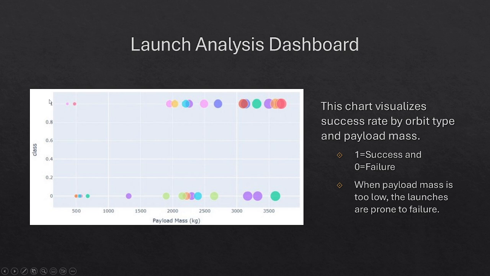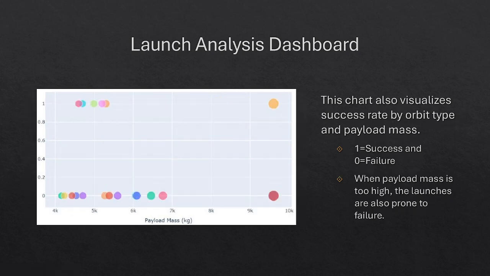This class, again, is a 1 for a successful launch and a 0 for a failure. And when the payload mass is very low, there's only a couple successful launches. There's a lot of these low payload masses, let's say below 2,000 kilograms, that are unsuccessful in returning the Falcon 9 booster. Whereas between this 2,000 and 3,500 kilogram payload mass, there's a large amount of successes and a large amount of failures.